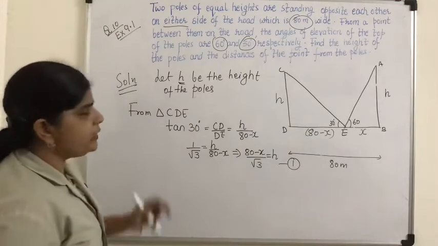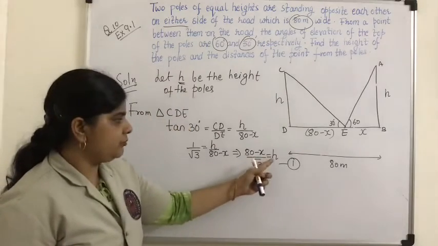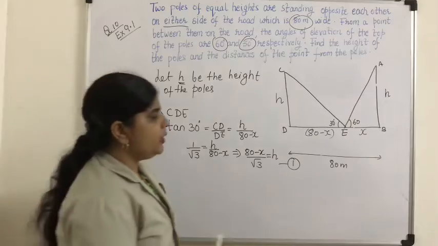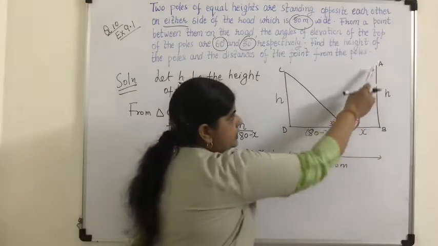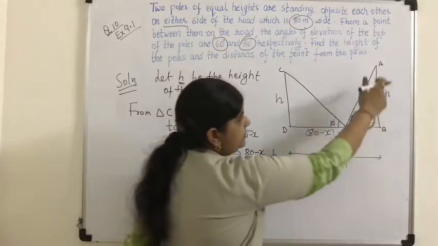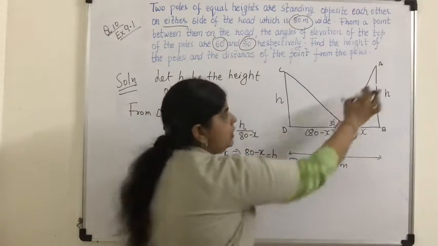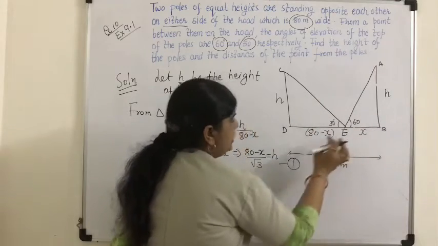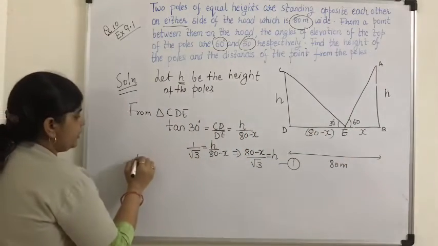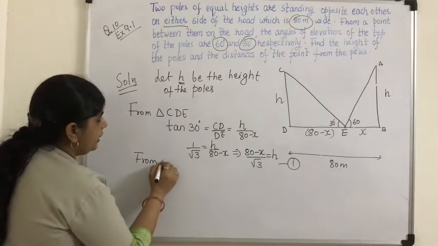Now one triangle I have solved. Now I have just got a relation between h and x. Now what I am going to do, I will just consider another right angle triangle, which is ABE. Forget about this now. ABE. Now I am saying from triangle ABE.